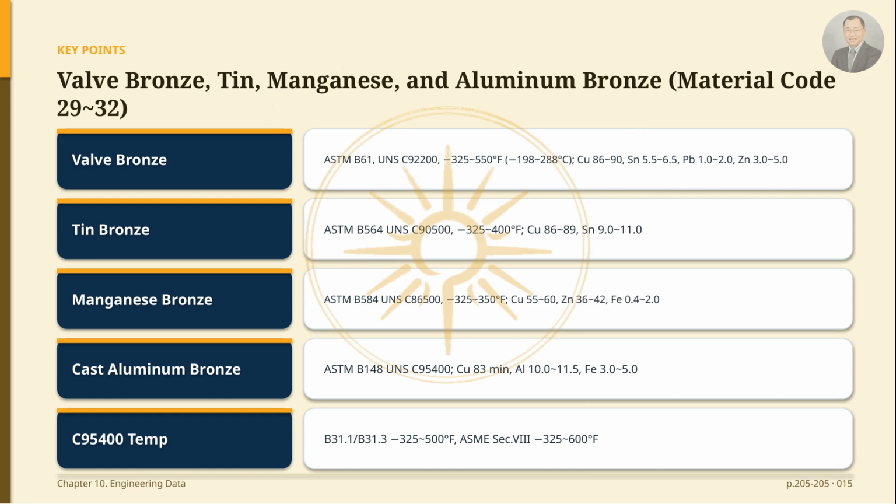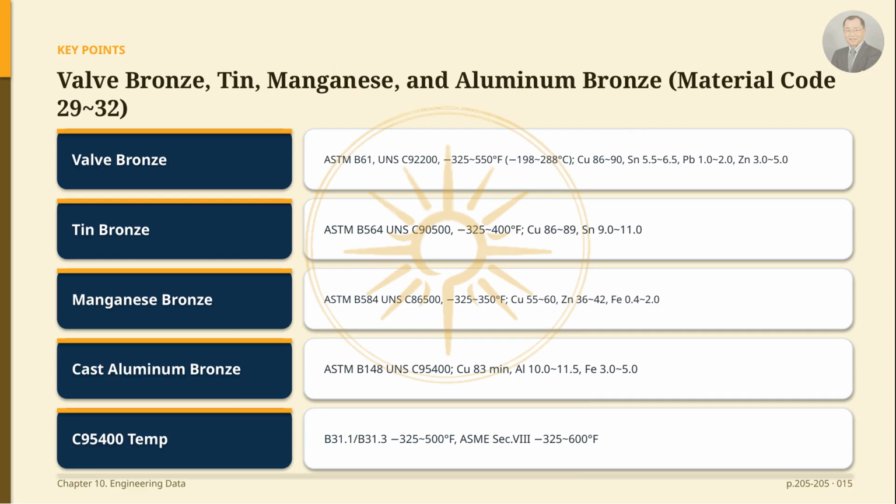Material code 30, tin bronze, is ASTM B564 grade C9500, ranging from -325 to 400 degrees Fahrenheit, with 86 to 89% copper and 9.0 to 11.0% tin, meaning it has a higher tin content.